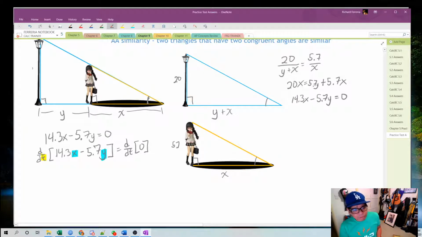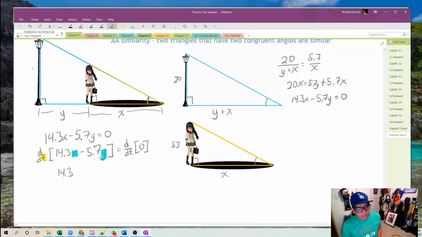So the derivative of 14.3x with respect to t is the derivative of 14.3x with respect to x, which is just 14.3, multiplied by dx/dt, minus the derivative of 5.7y with respect to t is the derivative of 5.7y in terms of y. So in terms of y, the derivative is just 5.7 multiplied by dy/dt. And of course, the derivative of 0 is 0.